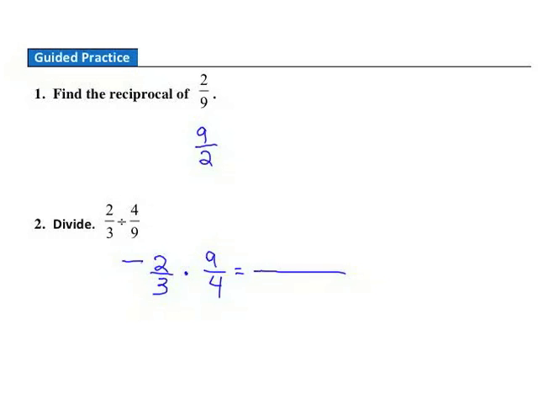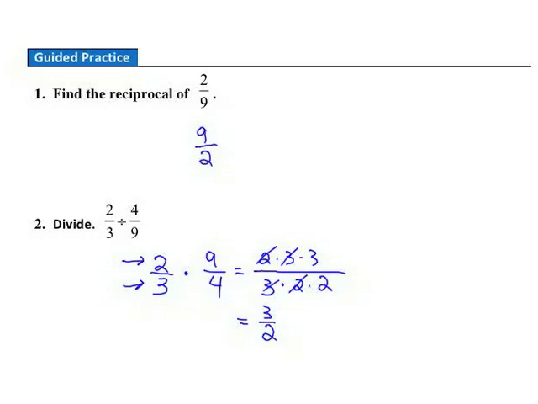Across the numerators, 2 is prime, 9 is not, so we get 3 times 3 when we factor 9. Across the denominators, 3 is prime, 4 is not. When we factor 4, we get 2 times 2. Now we're looking for some common factors to divide out. We have a common factor of 2. We also have a common factor of 3. And we get an answer of 3/2. So we get an improper fraction for our answer.